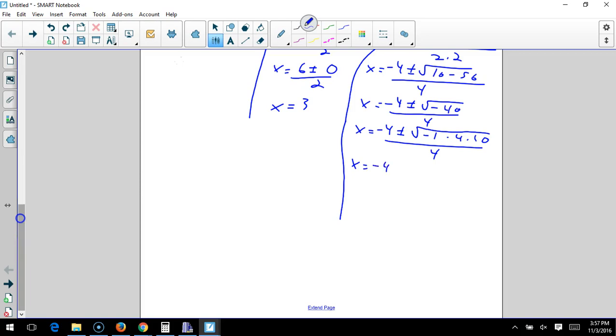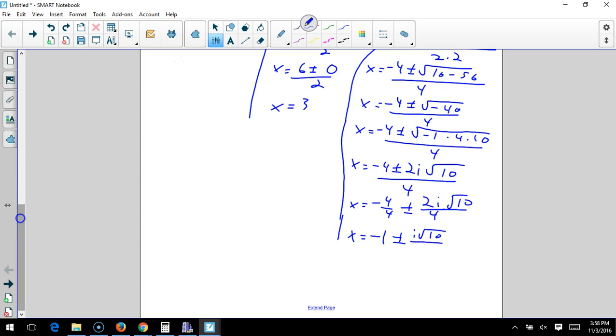X is equal to the opposite of b, negative 4, plus or minus. Now, the negative 1 is going to come out as an i. Square root of 4 is going to come out as a 2. And the 10 is going to stay inside. And then we have a 4. But we can reduce. So we can write this as x equals negative 4 over 4 plus or minus 2i over 4 times square root of 10. And now we can simplify. X equals negative 1 plus or minus i root 10 over 4. Or 1/4. I'm sorry, not 4, over 2. Or 1/2 i root 10.